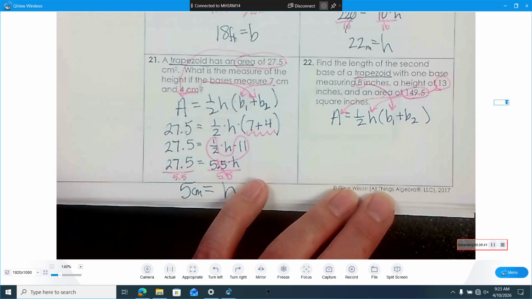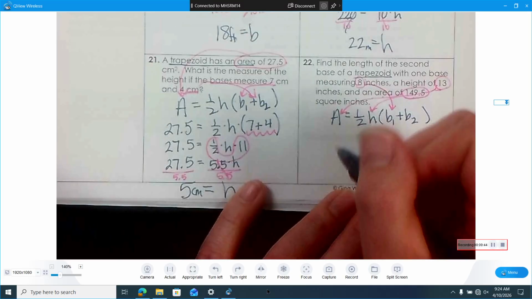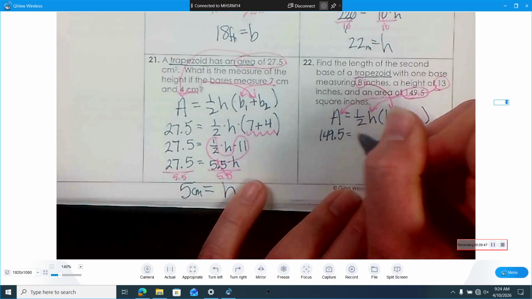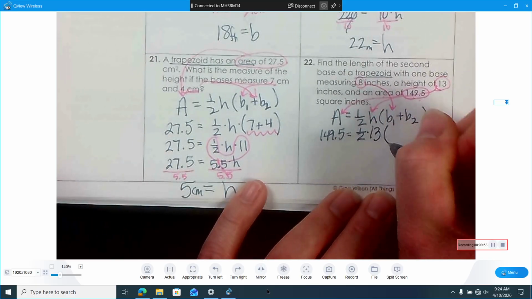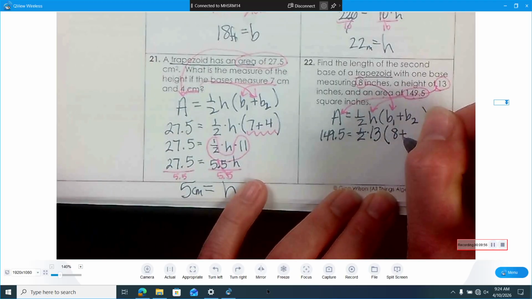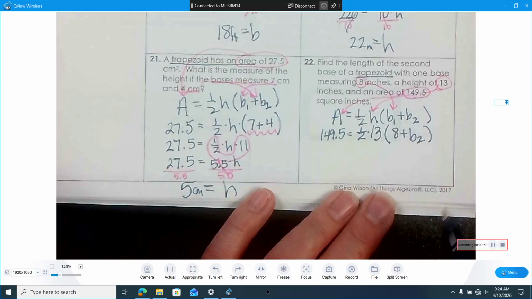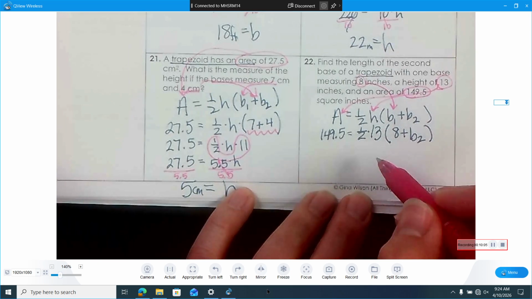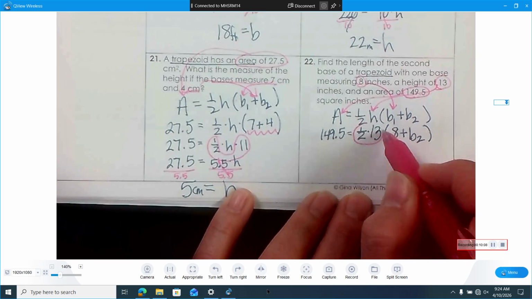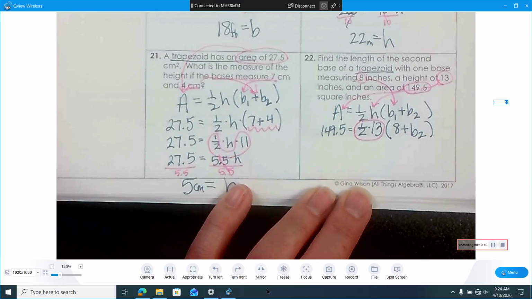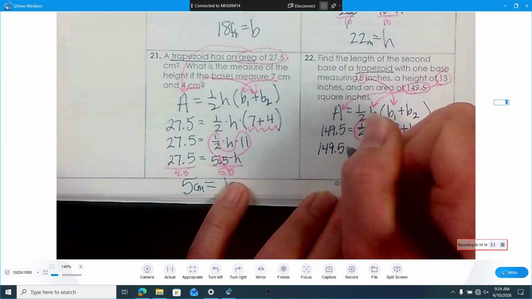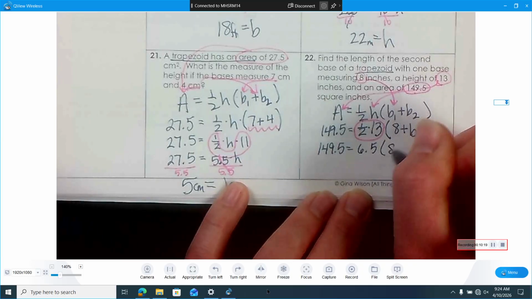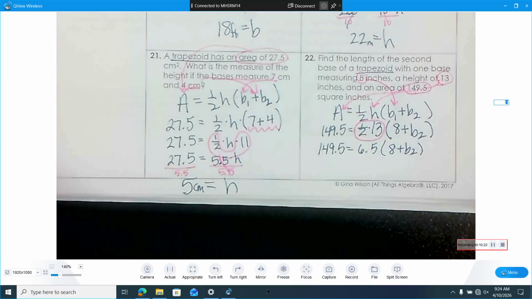Yeah. Thanks. All right, so I'm plugging those things in. We got 149.5 equals 1/2 times my height of 13 times the base of 8 plus the second base, which I don't know, and that's good because that's what they wanted me to find. Find the length of the second base. So again, I'm going to clean this up a little bit. I can take half of 13. What is half of 13? 6.5, yeah. So 149.5 equals 6.5 times 8 plus b sub 2. So a little bit of cleanup there.